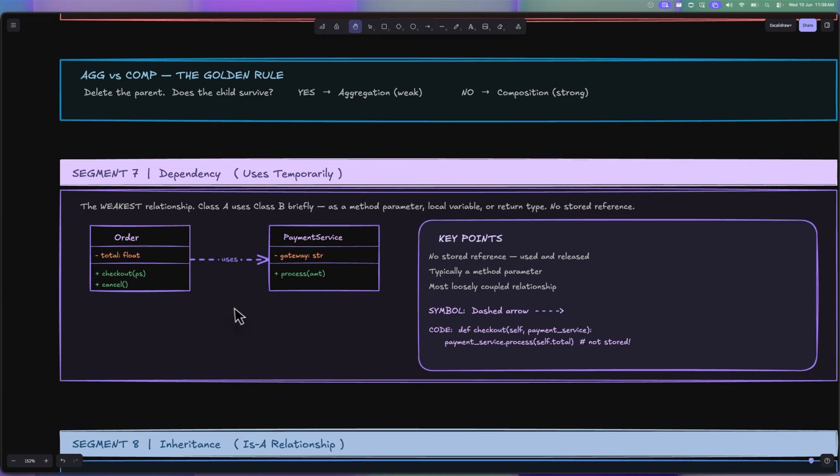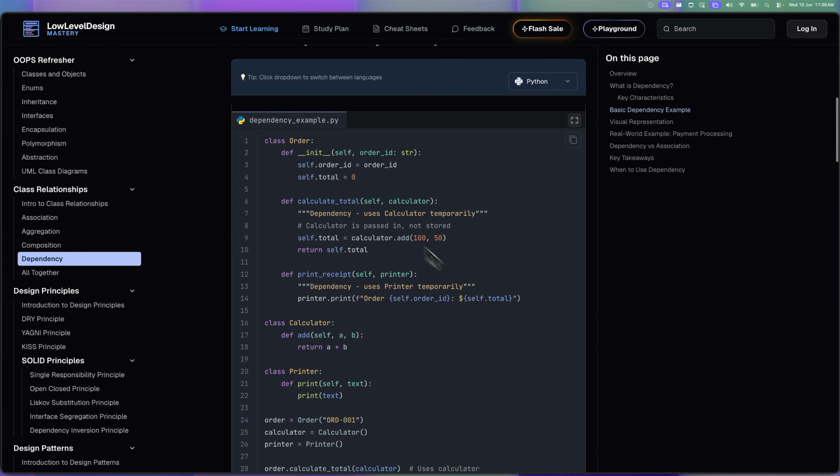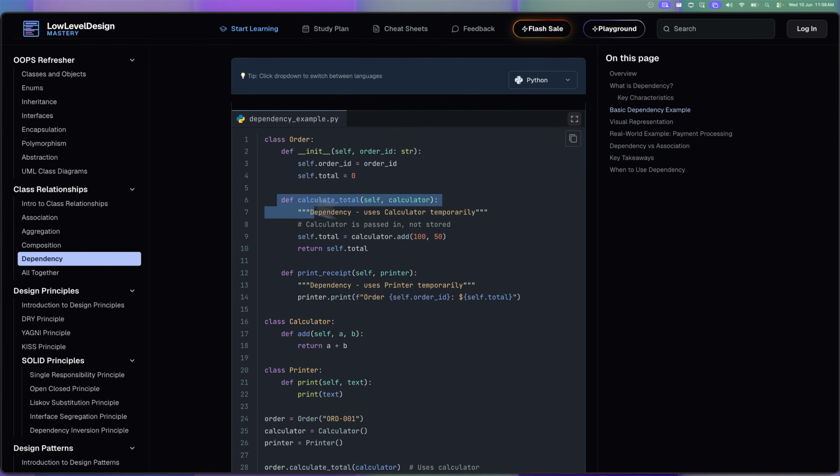Let's see a few more examples so that we understand dependency much better. Take this example: you have an Order class with a constructor, and then you are calculating the total, and then you have a method called print receipt. In both these methods, we are making use of a class called Calculator, and an object that comes from a class Printer. We are using these classes temporarily, and once the method is completed, we release them. But we are not storing any reference to these classes in the Order class, right?